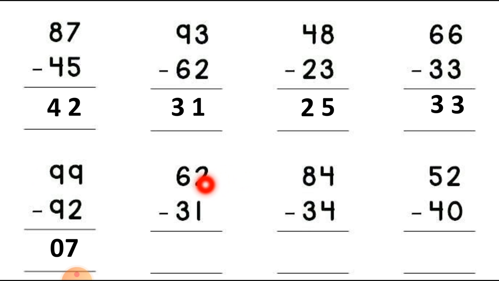Let's move to the next sum. 2 minus 1 is equal to 1. Let's move to the tens column. 6 minus 3 is equal to 3. The next one, 4 minus 4 is equal to 0. Tens column. 8 minus 3 is equal to 5.